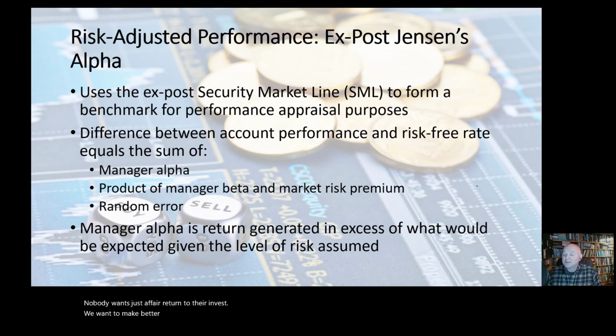We want to outperform. If you're looking for somebody to manage your money, you're not going to choose somebody because they're average. You want somebody who has a history that suggests they're above average, and they've been able to produce alpha. It's a common term that we hear in finance. Alpha is the objective of all investment performance.